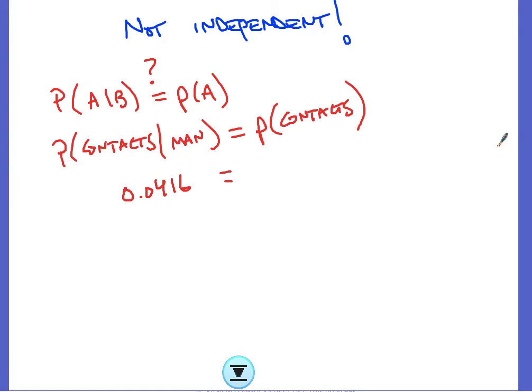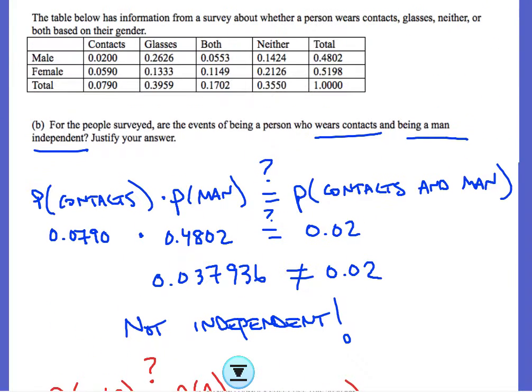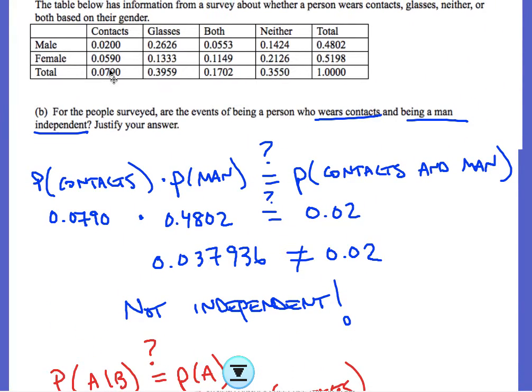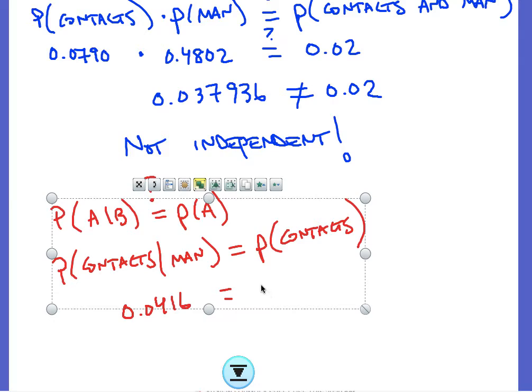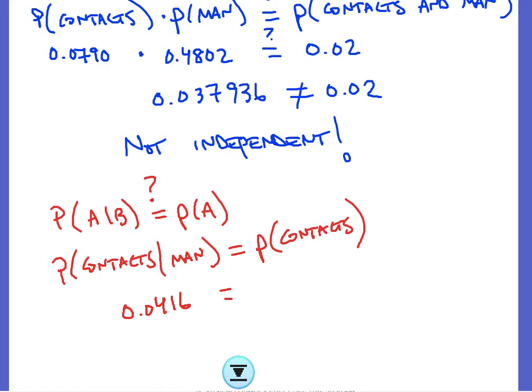I've got to scroll up for that now. So, having trouble scrolling. The probability of wearing contacts, that total is right here, 0.0790. So it did not equal that. Oops. Technical difficulties. What was it again? I think 0.0790, I want to say it was. In any case, they do not equal, they're not independent. So you can show it a couple different ways, is the bottom line.